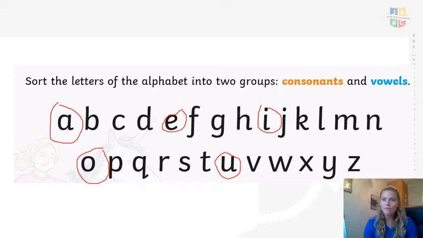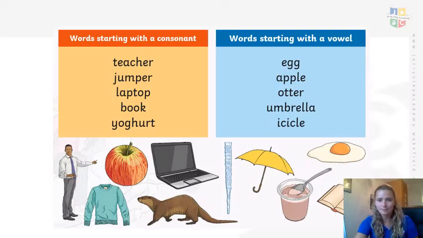Once you feel like you're quite secure with that, then we can have a look at the next part of your learning, so then you can play the video. So here are some examples of words that start with consonants and words that start with a vowel, because remember, vowels are A, E, I, O, U. So we can see we've got A, E, I, O, and U. And we know that all these letters here are not vowels, they are consonants, because they do not start with A, E, I, O, and U.